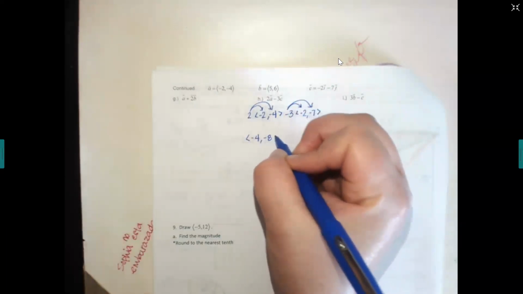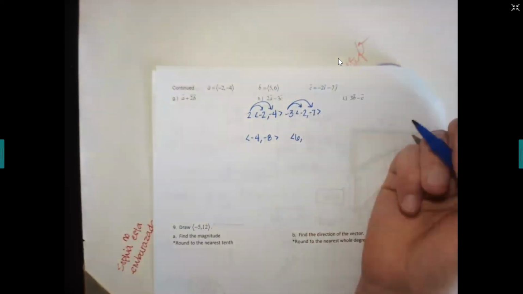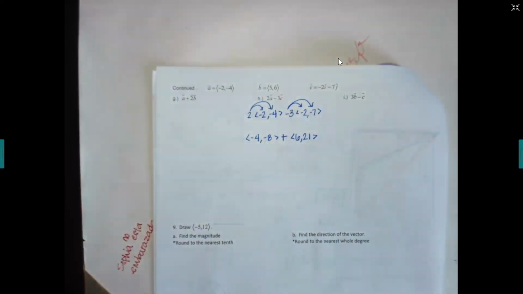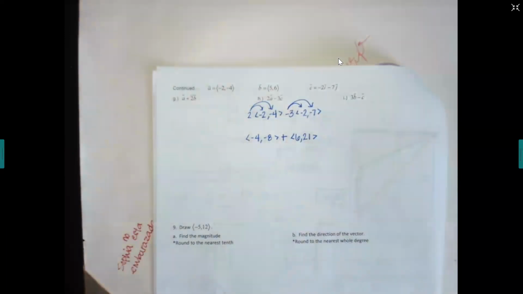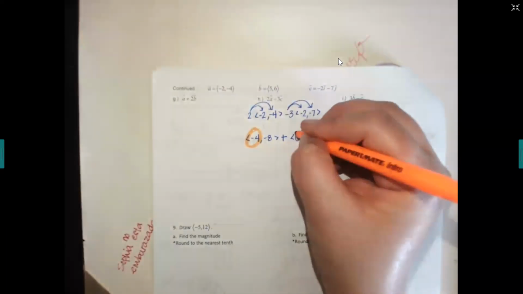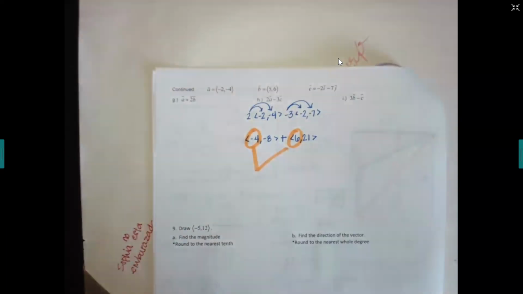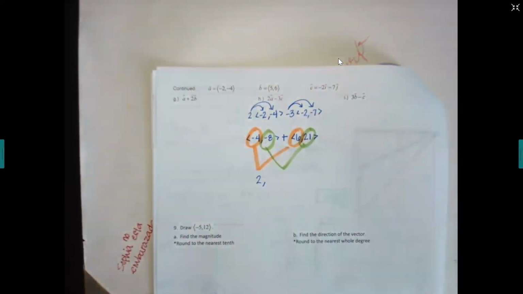2 times -4, now that's a -8. -3 times -2, careful on your signs here, that's a +6. -3 times -7, that's a +21. And then notice that once I push that negative in, now it's just a regular plus in the middle. And then from there, remember, you're adding the x's together, you're adding the y's together. So -4 and 6, that gives you 2. And then -8 and 21, that's going to give you 13.